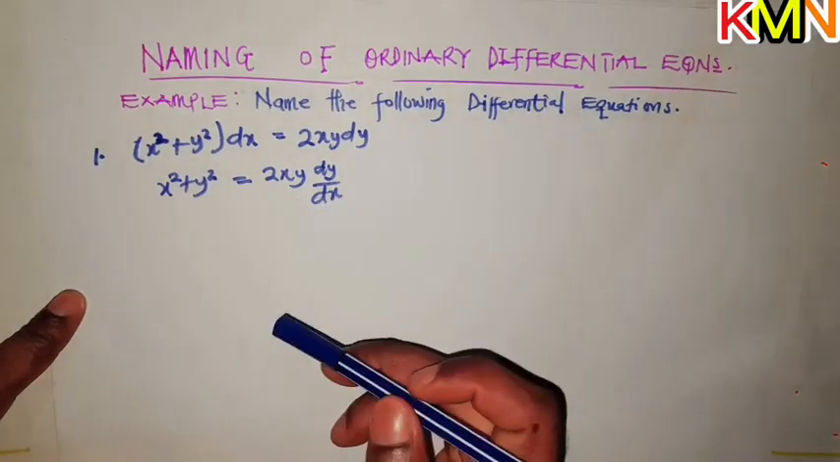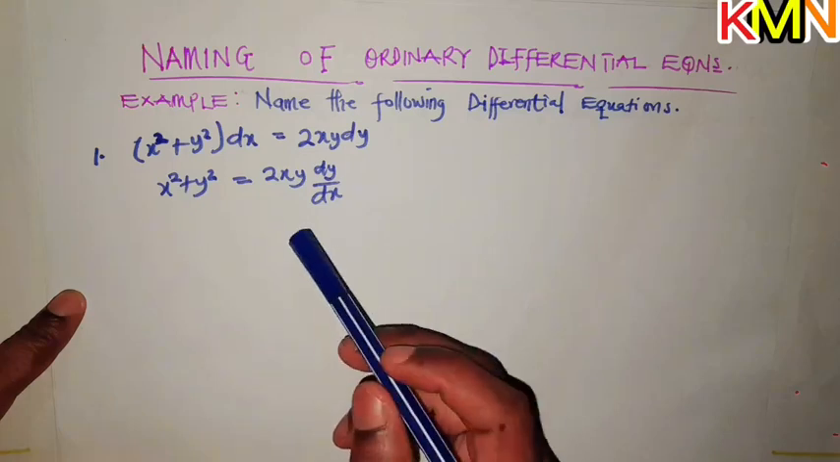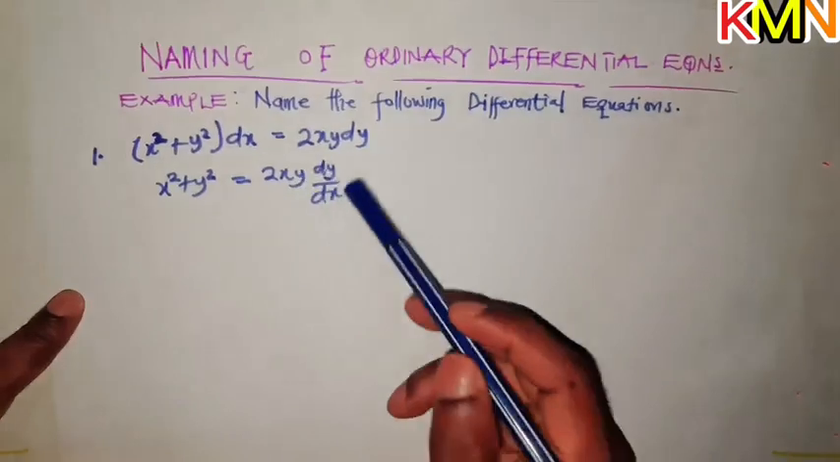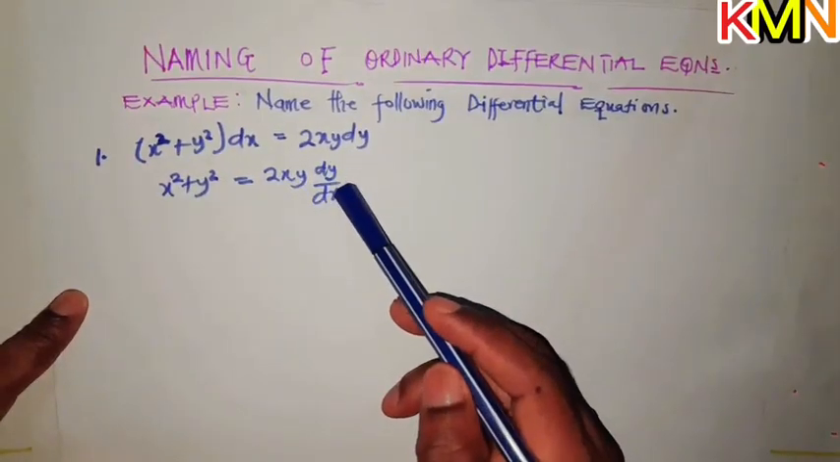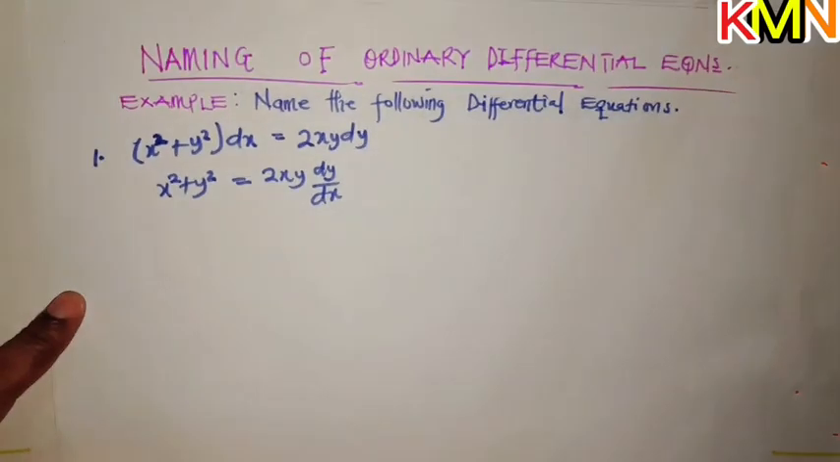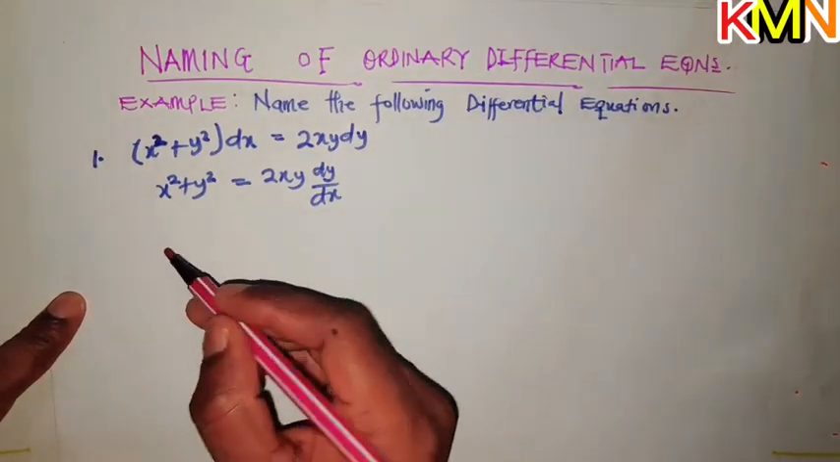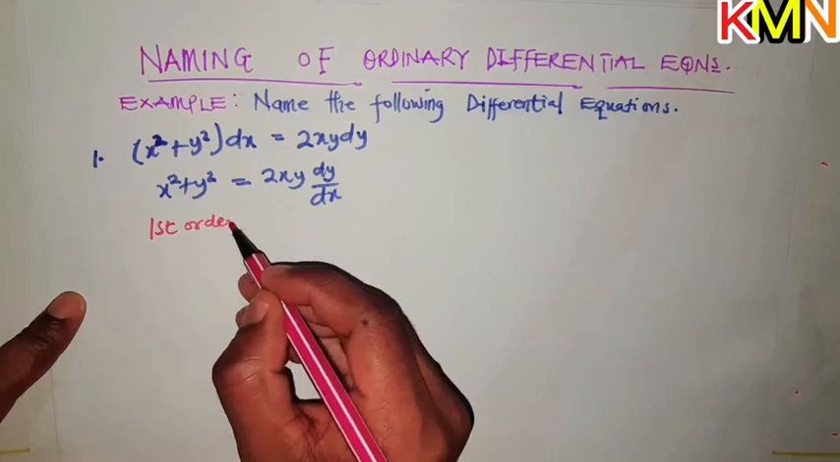So the first thing that we need to check is the order of this particular differential equation, and we learned that the order is based on the derivative of the dependent variable. Here the order is 1, so we can see it is first order. So here you see that the differential equation is first order.